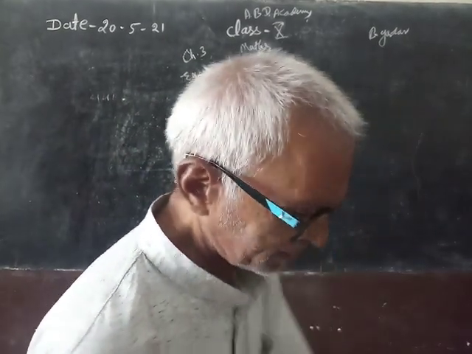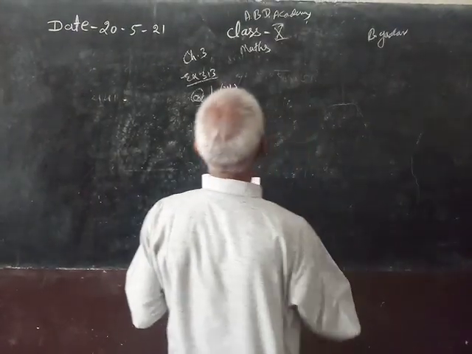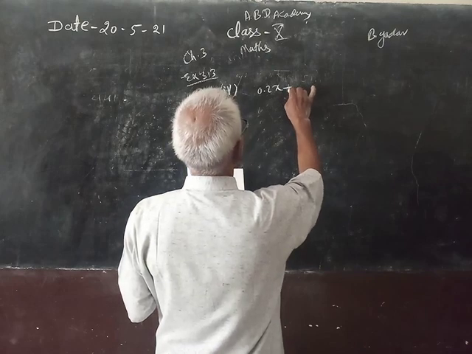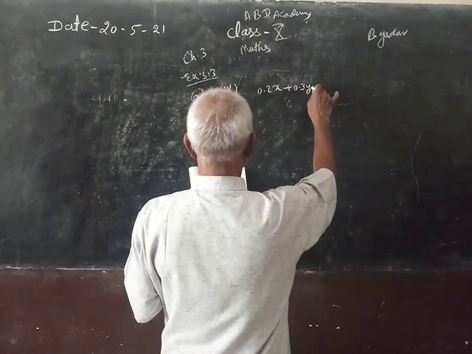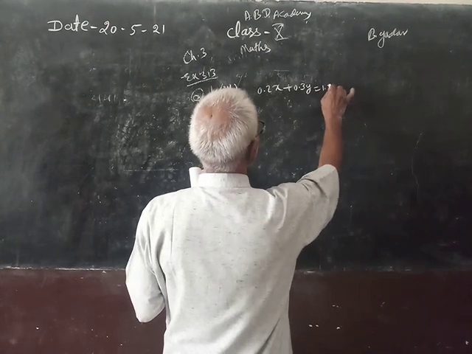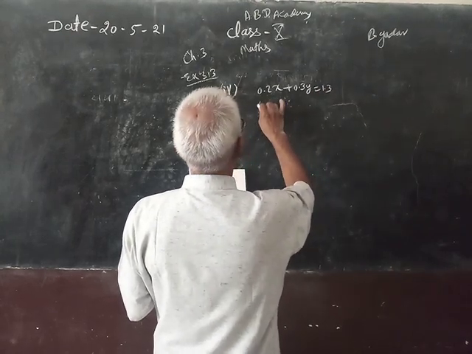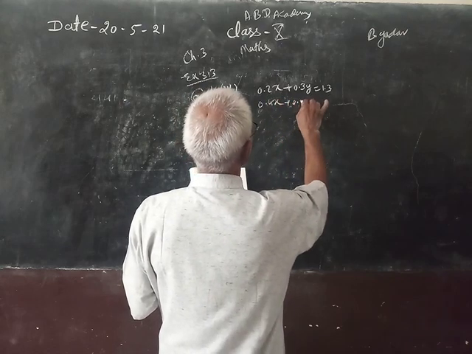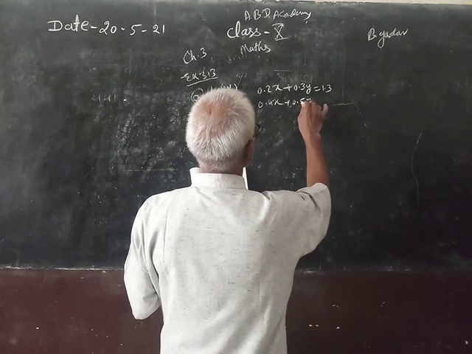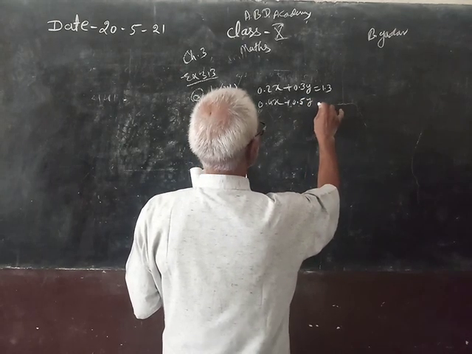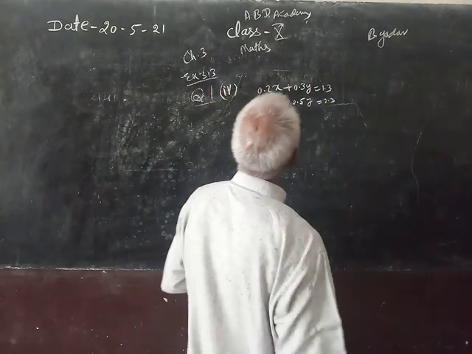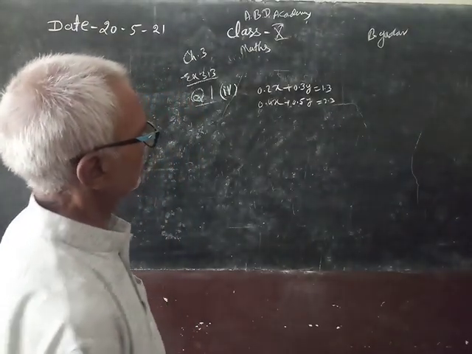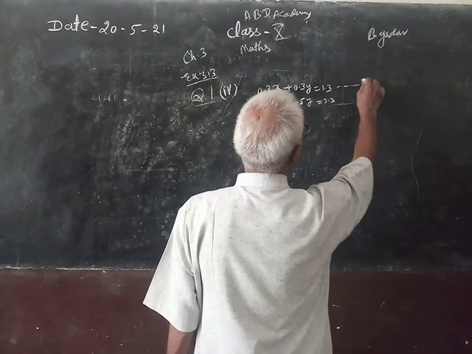The equation is given in fractions. No, in decimals. 0.2x plus 0.3y is equal to 1.3 and 0.4x plus 0.5y is equal to 2.3. Substitution will be done here. These two equations are given.